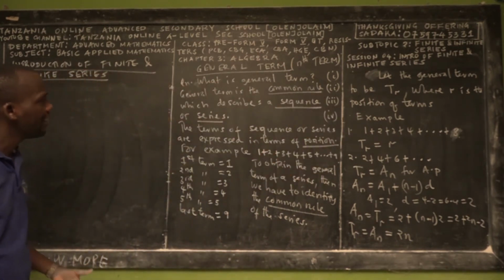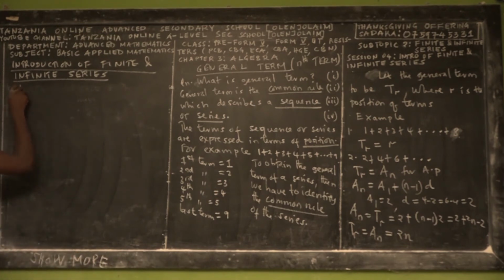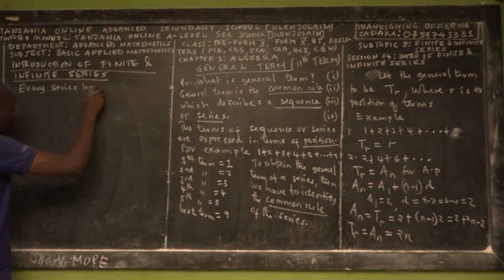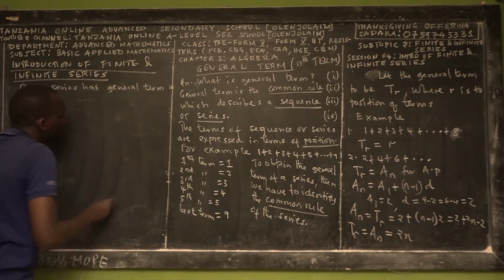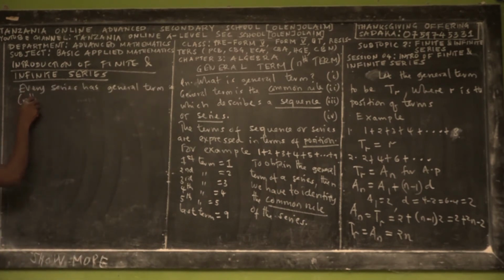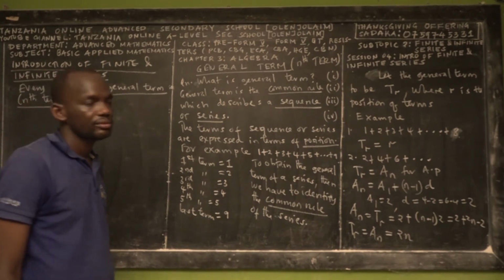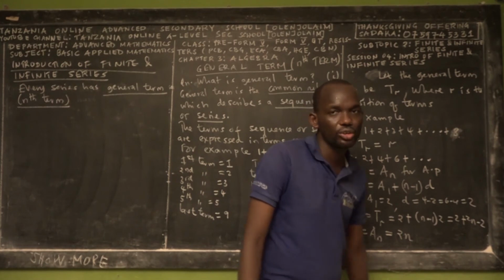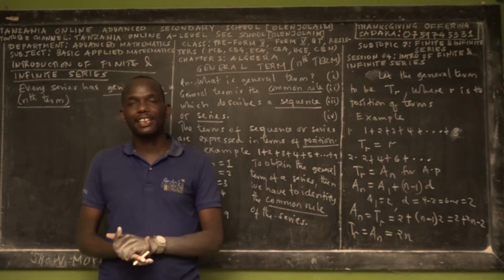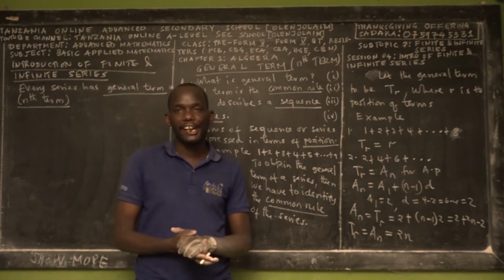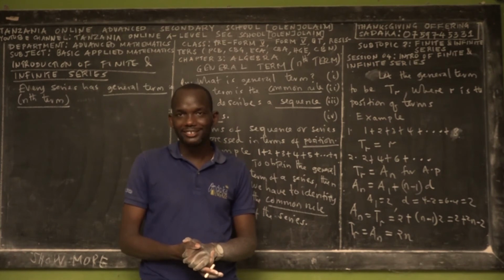So it means that every sequence, remember that every series has a general term, or nth term. That's the concept that you have to remember. And finding the nth term is very important, because now we can write, instead of writing a long series, we can use the nth term and the sigma notation to write any series in shorthand.